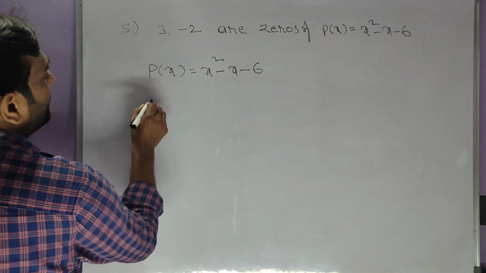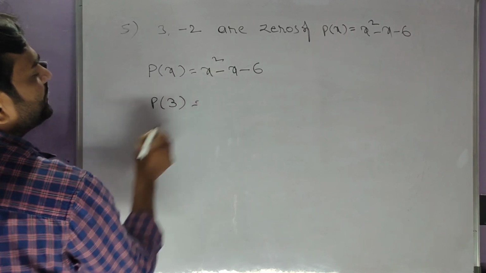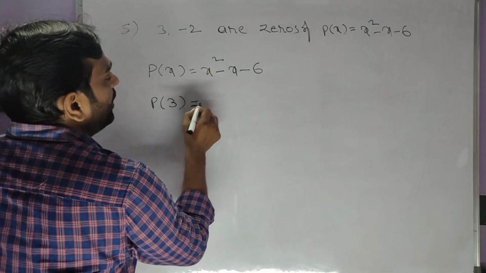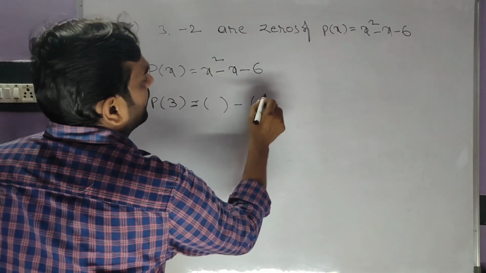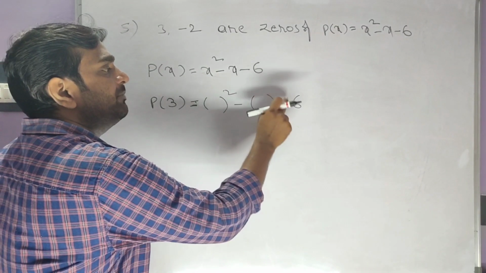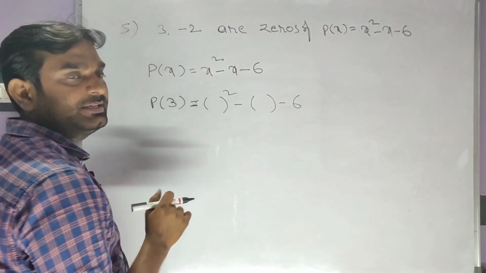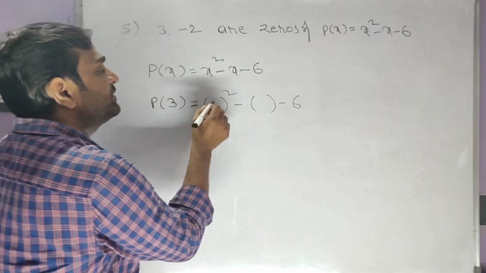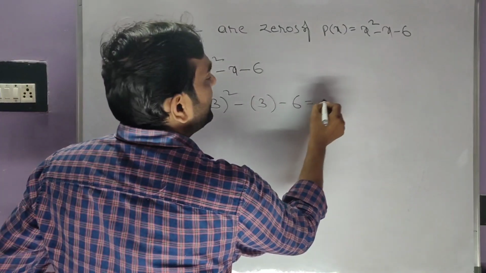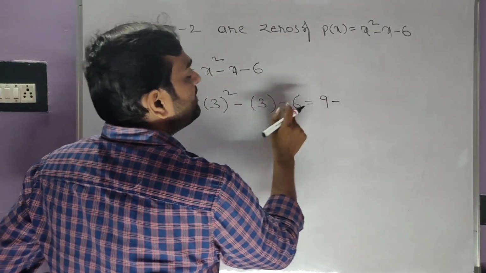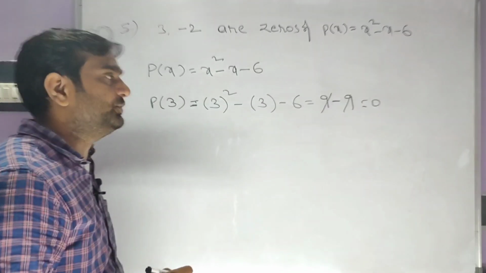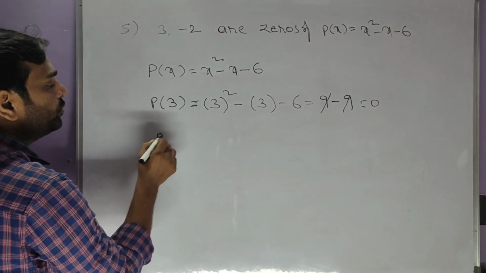Now take 3. P of 3. Wherever you have x, write like this: x square minus x minus 6. The variable is x here, so in the place of x, write down 3. So 3 square minus 3 minus 6. What is 3 square? 3 square is 9, minus 3 minus 6, that is minus 9. 9 minus 9 both get cancelled. You will get 0.